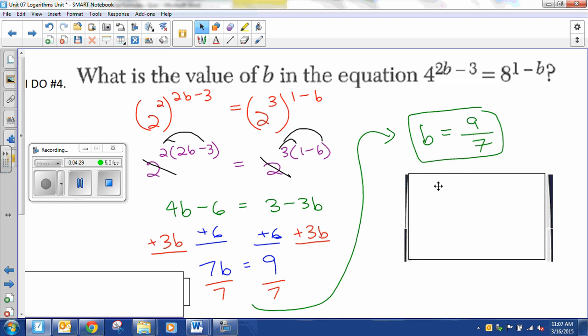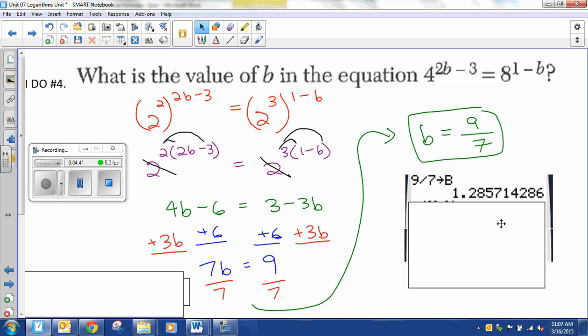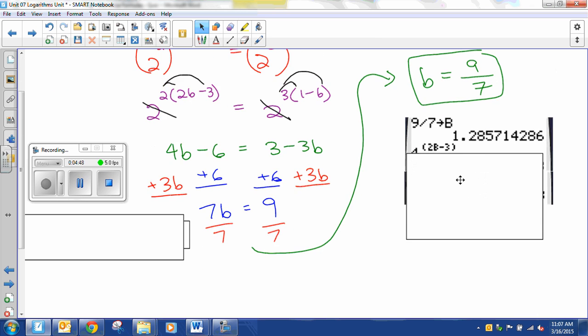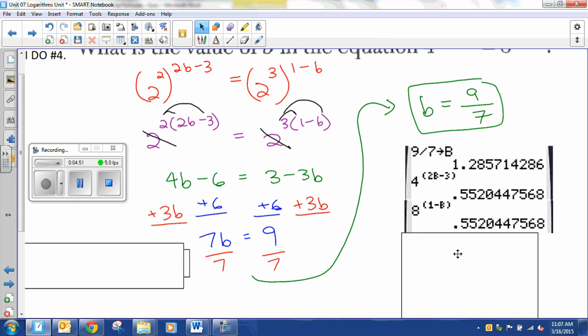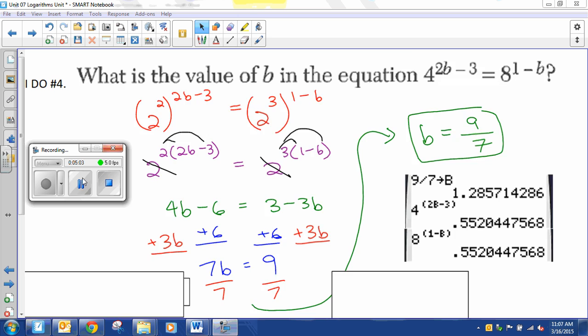And what I'm going to do here is a little fancy, but I'm going to take 9/7 and store it into the variable b, which you can access by hitting the alpha button. So now, every time I use the letter b, it really means 9/7. So that means I can type in 4 to the 2b minus 3, I get this, and then 8 to the 1 minus b, I get this. It's a match. So I know I did it correctly.